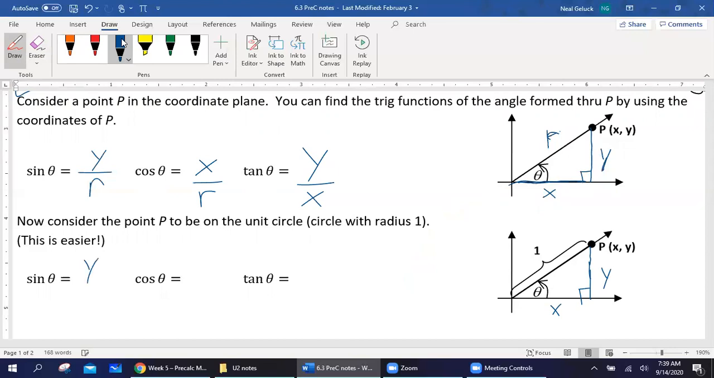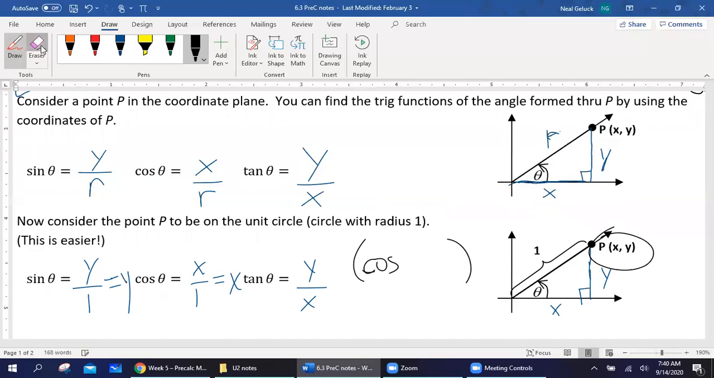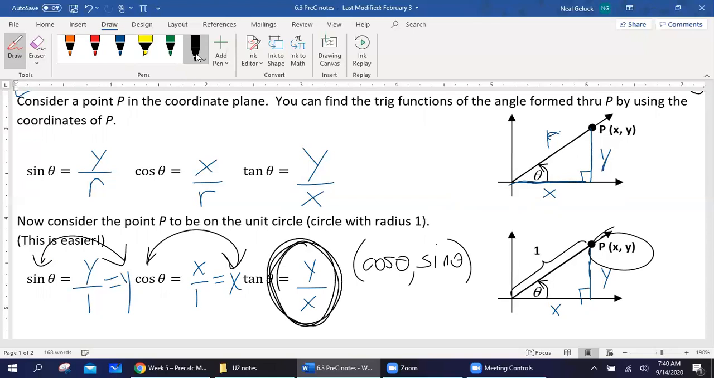The sine is opposite over hypotenuse. Well, y over 1 is just y. The cosine is adjacent over hypotenuse, x over 1, which is x. The tangent, nothing changes, it's y over x. But what does this mean? This means that if I'm on the unit circle, then the coordinates of the point, the x is really just the cosine of the angle, because I figured out that the cosine equals x. The y coordinate is the sine of the angle. And this also shows me if tangent is y over x, tangent can also be thought of as the sine over the cosine.